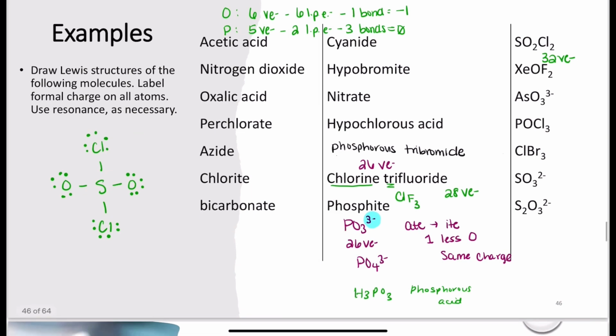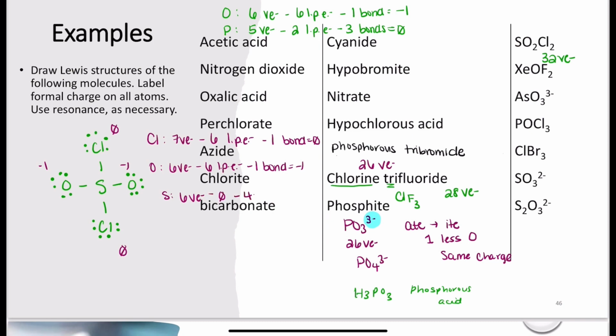Chlorine here, 7 valence electrons minus 6 lone pair electrons minus 1 bond gives me a 0 formal charge. Oxygen, 6 valence electrons, 6 lone pair electrons, 1 bond, -1 charge. Sulfur, 6 valence electrons, no lone pair electrons, and 4 bonds, +2 charge.